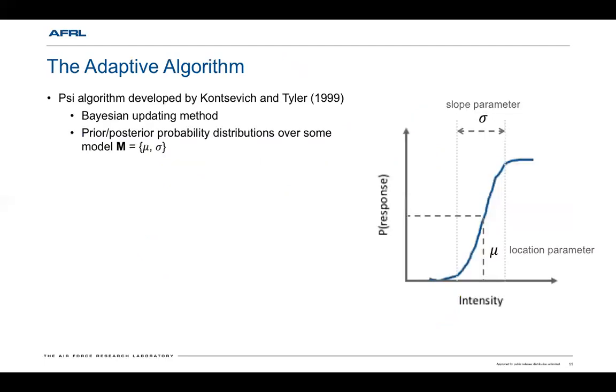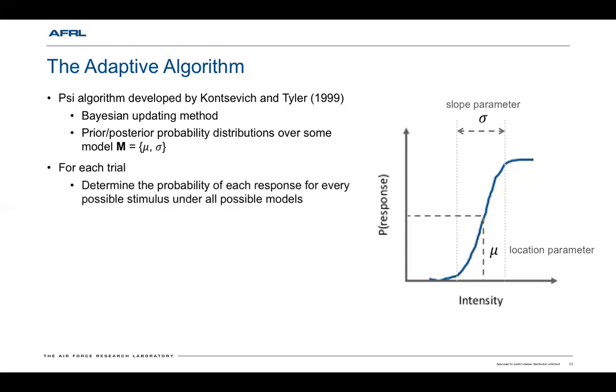The specific algorithm we use in our adaptive procedure is based on the psi method developed by Kontsevich and Tyler. It is a Bayesian method that produces a posterior probability distribution over the space of potential models. Priors may also be specified. Typically for psi, the measurement model is a sigmoidal function defined by its location and slope. For each trial, psi determines the probability of each response for every possible stimulus that could be presented.